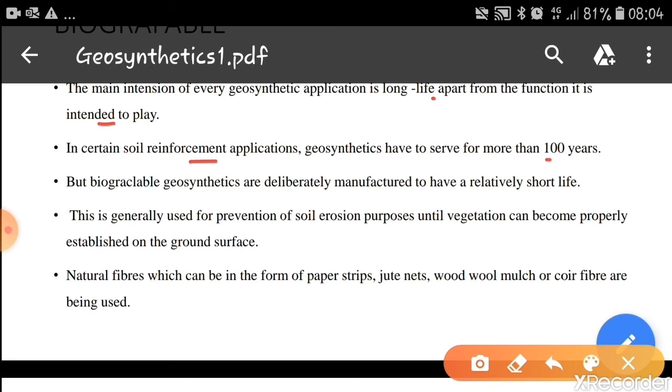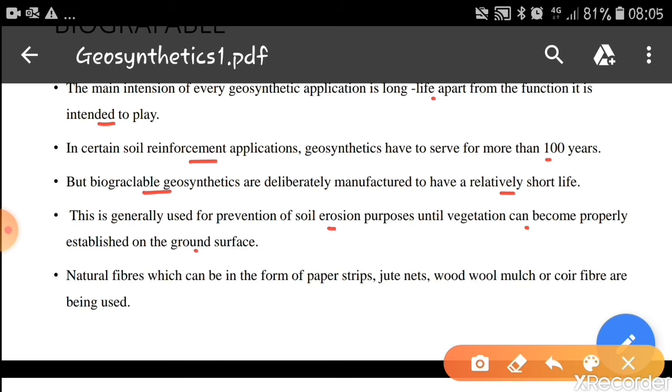But the variety we are discussing now, called biodegradable geosynthetics, is deliberately manufactured to have a relatively short life. They will not sustain for longer years. They are manufactured such that after a few years they degrade with the soil. This is generally used for prevention of soil erosion until vegetation can become properly established on the ground surface.